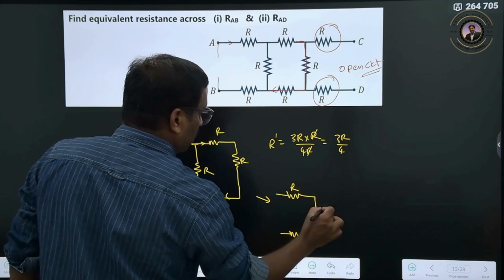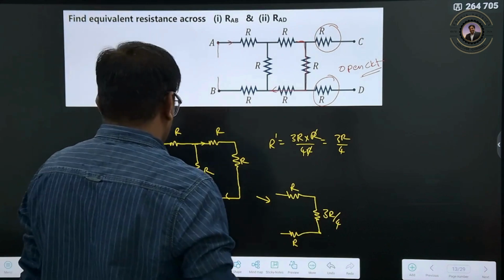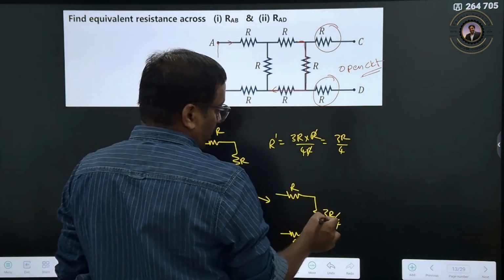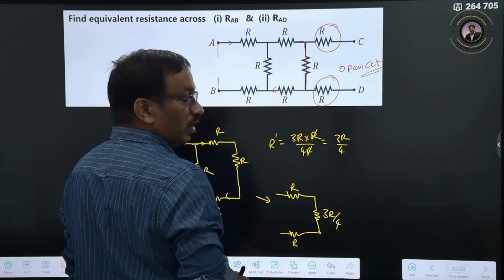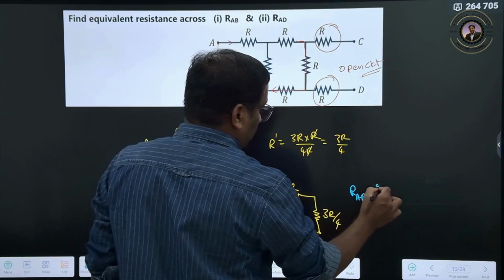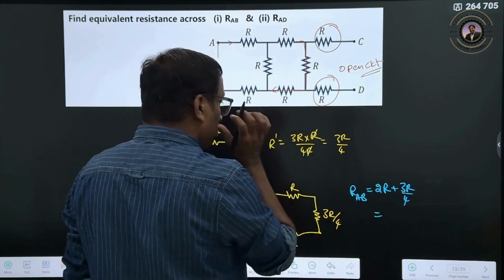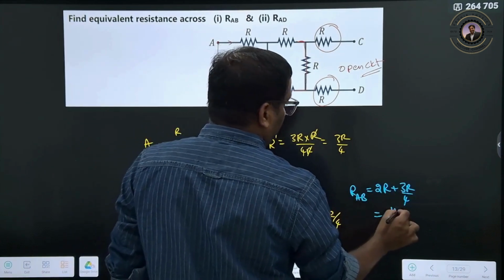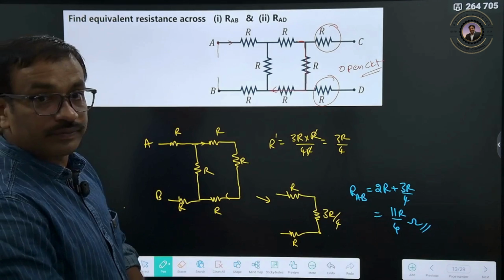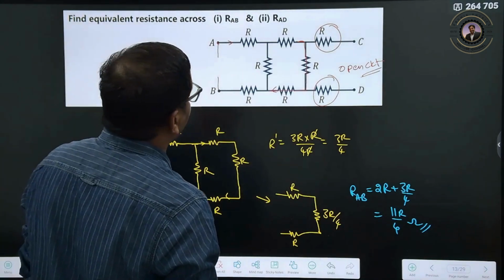So now this part can be written as R, and 3R by 4. So what can you write now? We will get R plus R, therefore it is 2R, and therefore RAB can be written as 2R plus 3R by 4. So therefore 8, 9, 10, 11R by 4 ohms will be your RAB. So now suppose they are asking RAD.